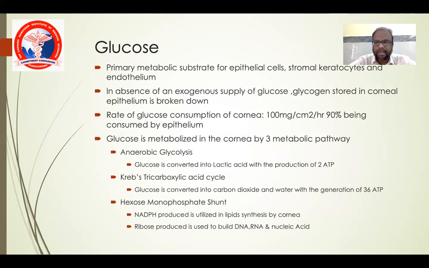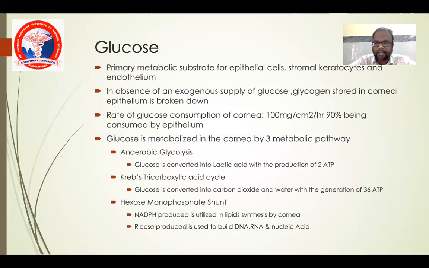Okay, the next major metabolic pathway is the Krebs tricarboxylic acid pathway, or the Krebs cycle. In this Krebs cycle, the end products of glucose metabolism are carbon dioxide and water, with a major generation of almost 36 molecules of adenosine triphosphate. And this is the highest source of energy for the cornea.